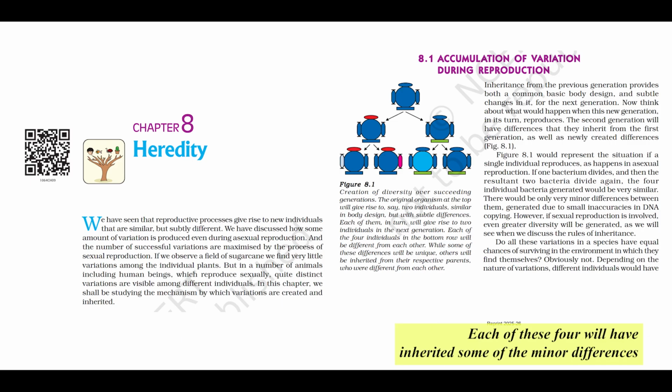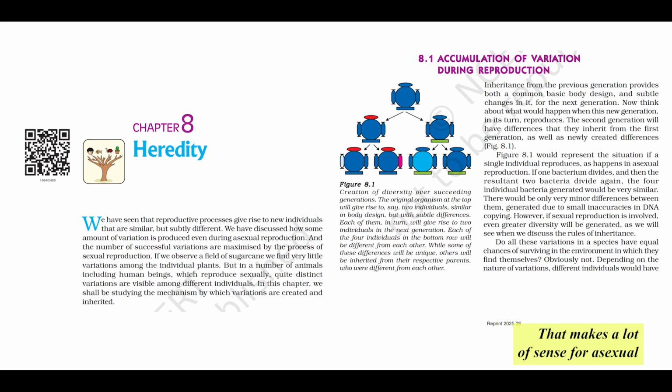Each of these 4 will have inherited some of the minor differences from the grandparent cell, plus they'll have their own newly created differences from their immediate parent cells. So generation after generation, these small inaccuracies accumulate. The basic body design stays the same, they're all still bacteria, but the individual bacteria slowly become more distinct from one another. This is exactly what diagrams like figure 8.1 in your textbooks try to show. An original organism branches out, and each new individual carries inherited differences and its own unique new variations. It's a slow accumulation, but it builds diversity.